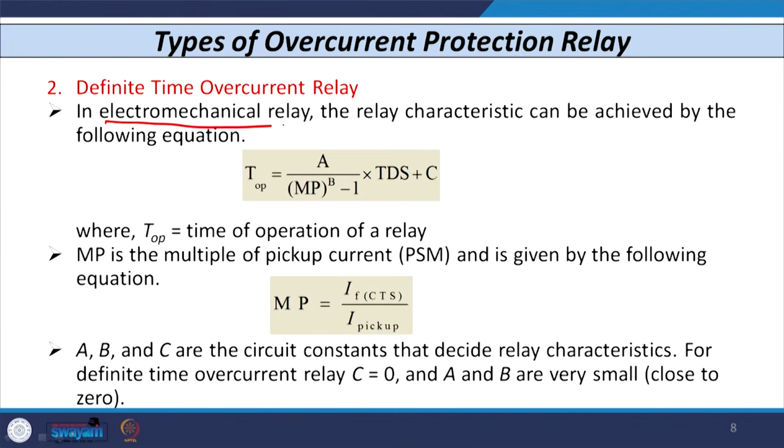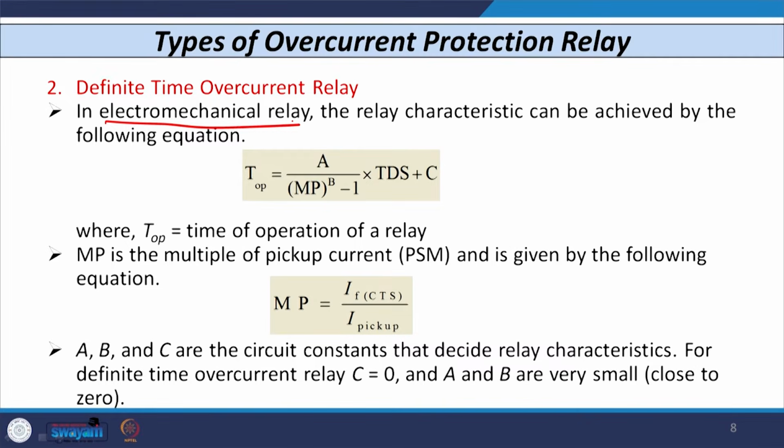So, if I consider now how to obtain or find out the time of operation of this definite time overcurrent relay, if I consider the electromechanical relay, then the relay characteristic can be achieved by the equation as shown. The equation is: on the left hand side you have TOP, which is known as the time of operation of the relay in second, and on the right hand side we have A divided by MP raised to n minus 1, into TDS, plus C. Here MP is nothing but the multiple of pickup current.